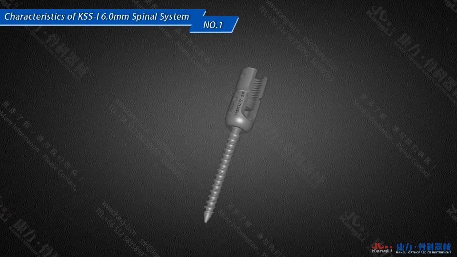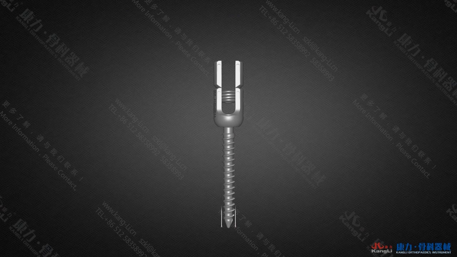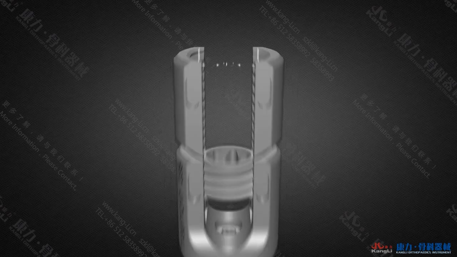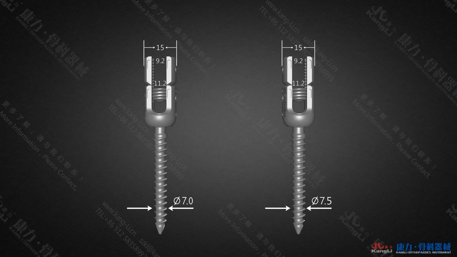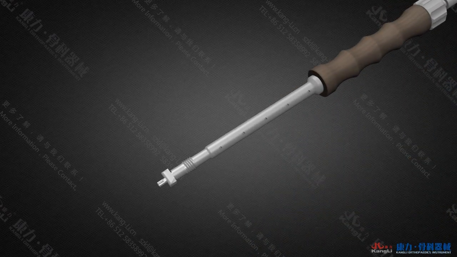Characteristic 1. Due to the special design, the head of the 7.0mm and 7.5mm multiple axle screw can rotate 23 degrees in any direction, thereby meeting various demands in different clinical practices. The screw can be easily implanted with a unique instrument.